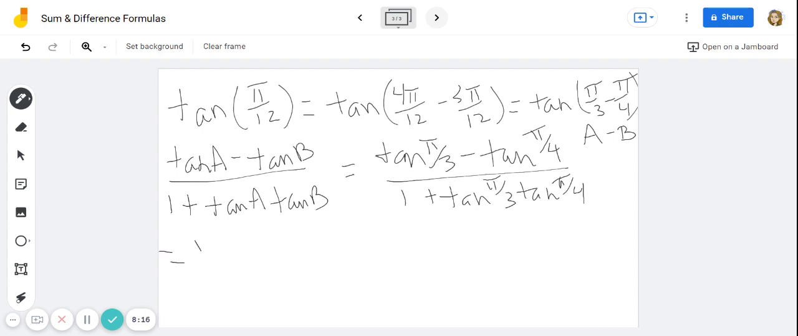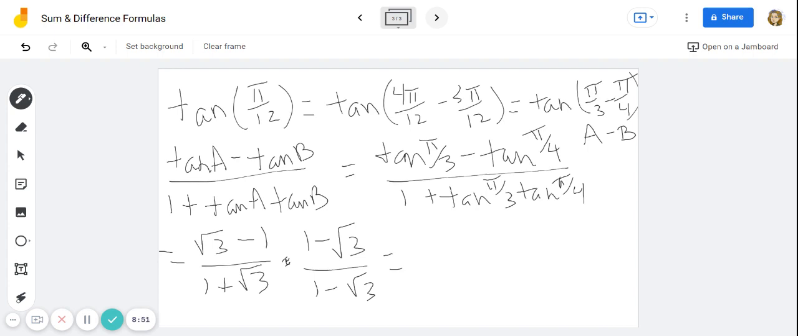All right, so let's plug in. Tangent of pi over 3 is square root of 3 minus tangent of pi over 4 is 1, all over 1 plus tangent of pi over 3, which we said was square root of 3, and tangent of pi over 4 was 1. Square root of 3 times 1 is square root of 3. Now, we do not want to leave a radical in the bottom, so we do want to multiply by the conjugate. So we're going to multiply 1 minus square root of 3 on top and bottom so that we can get rid of our radical on the bottom.